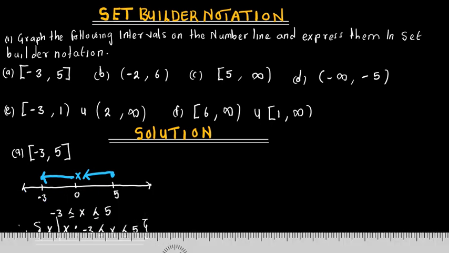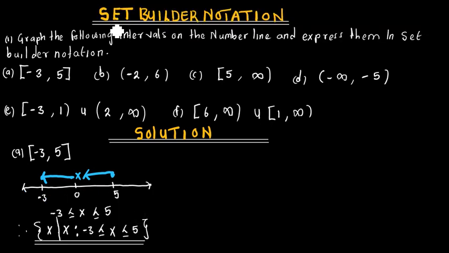All right, very simple. Let's write the second one, B. They're saying we have (-2, 6). How do you write this in set builder notation? Very simple. The same concept is going to apply. You write the real line. So we're going to have a 0. We are going to have -2. Then we're going to have a 6.